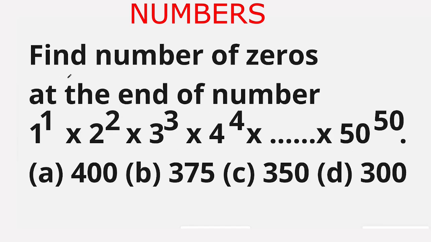Our question is: find the number of zeros at the end of the number 1^1 multiplied by 2^2 multiplied by 3^3 multiplied by 4^4, and so on up to 50^50. The given options are option A 400, option B 375, option C 350, option D 300.